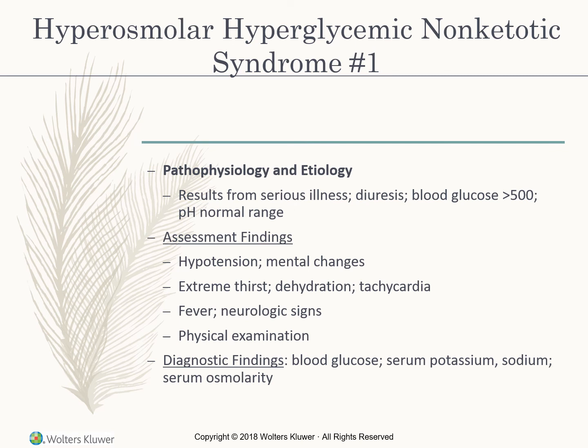So, hyperosmolar hyperglycemic nonketotic syndrome is an acute complication of diabetes. It's also called HHNKS. This is characterized by hyperglycemia without ketosis, and it's not unusual to find the blood glucose level well over 500. But the pH of the blood remains within the normal range of 7.35 to 7.45. But we do get fluid and electrolyte imbalances that accompany HHNKS.